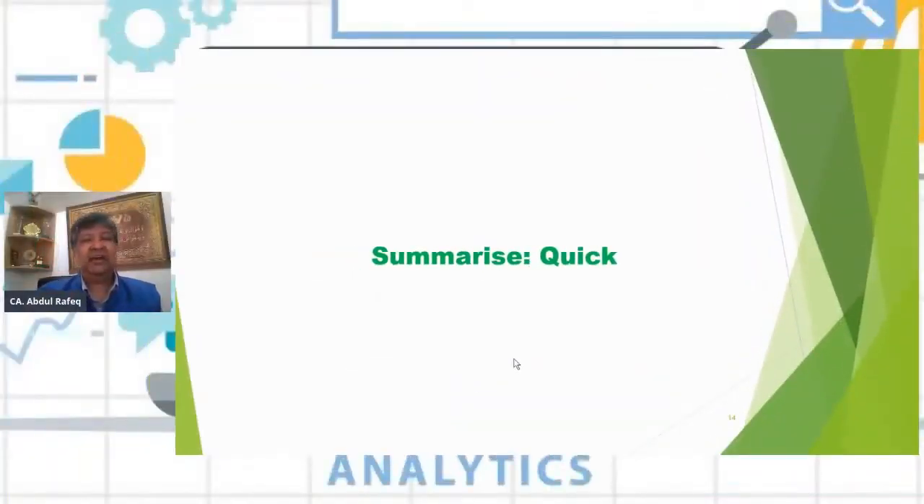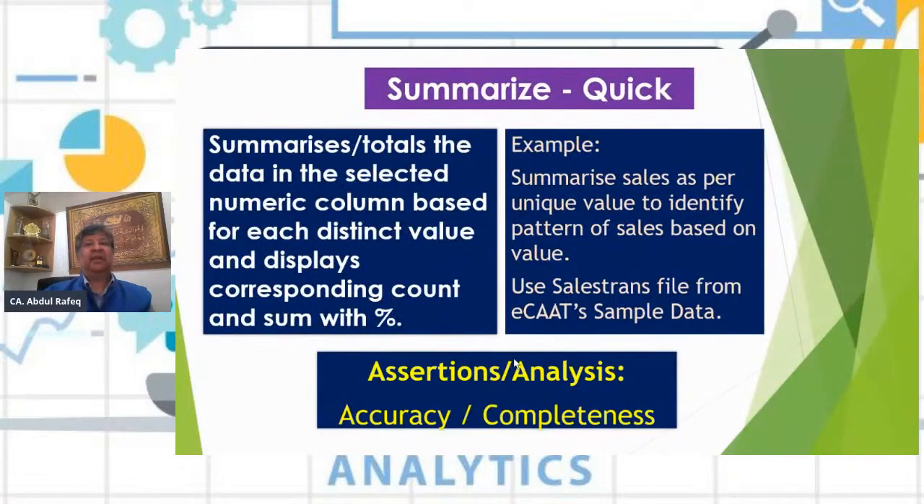Summarize quick. If you remember, we did it for the character-related data and for the date-related data. Now let's look at what summarize means. In the case of a pivot table, it really doesn't matter whether the data is date or character. We can do it in one way. Summarize totals the data in the selected numeric column for each distinct value and displays the corresponding count and the sum. For example, you would like to do a sales analysis and pick up, for each value of sales, what is the count and what is the value.